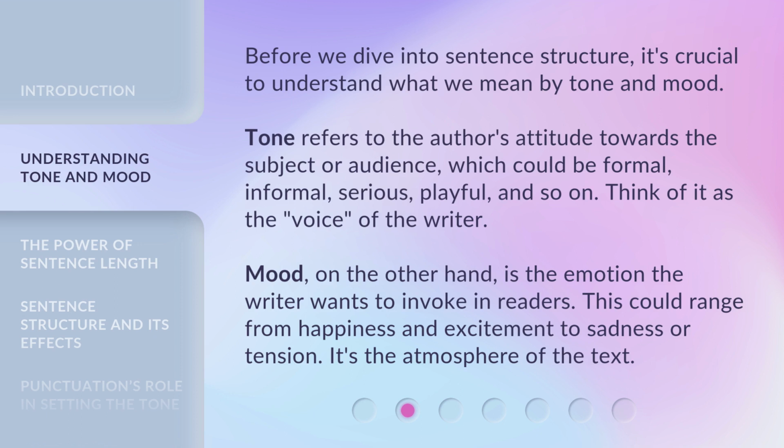Before we dive into sentence structure, it's crucial to understand what we mean by tone and mood. Tone refers to the author's attitude towards the subject or audience, which could be formal, informal, serious, playful, and so on. Think of it as the voice of the writer. Mood, on the other hand, is the emotion the writer wants to invoke in readers. This could range from happiness and excitement to sadness or tension. It's the atmosphere of the text.